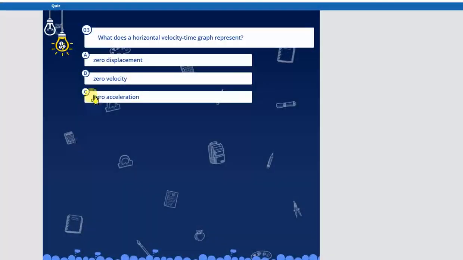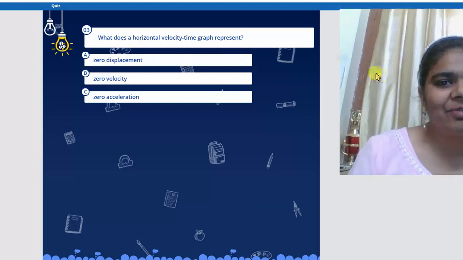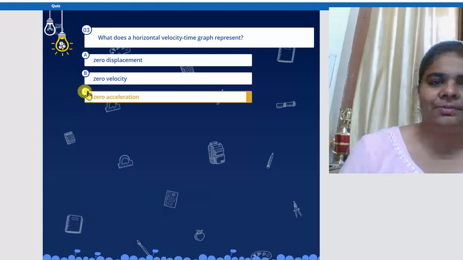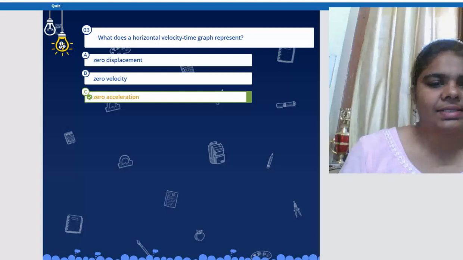Let's move to our question. Here, what does horizontal velocity time graph represent? So it represents 0 acceleration. Yes. Now let's move to this next question.